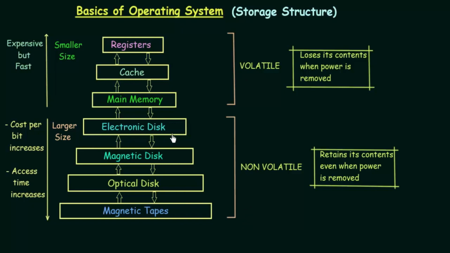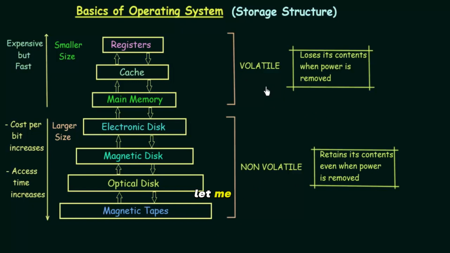This electronic disk can sometimes be made to be volatile as well as non-volatile. And even in your main memory, your RAM, there are different kinds of RAM. There is also a non-volatile RAM called NVRAM, which has a battery backup in order to retain its contents even when the power is removed. So those are some special cases, but otherwise registers, cache, and main memory are volatile, whereas the secondary storage devices are non-volatile.